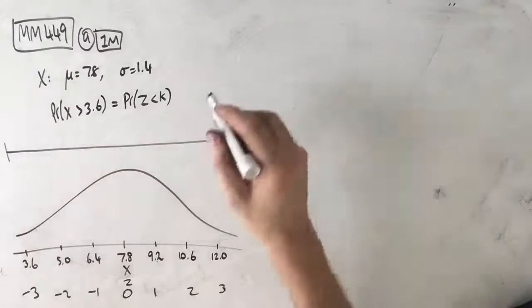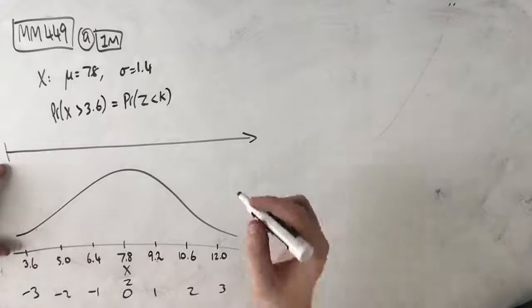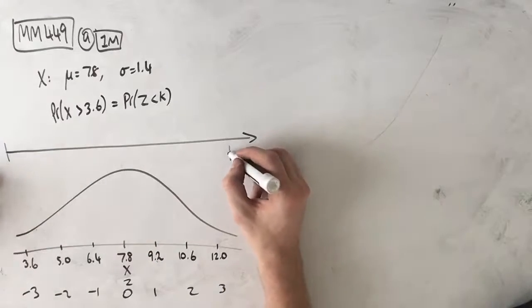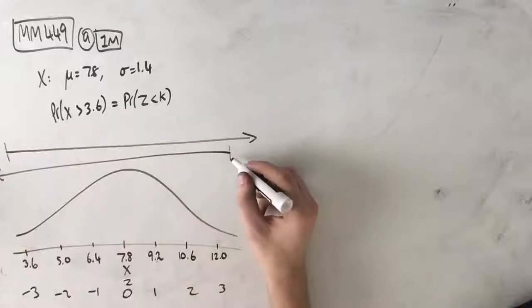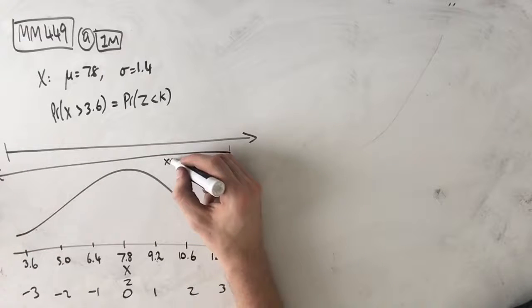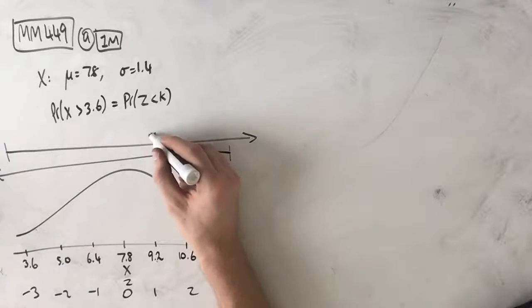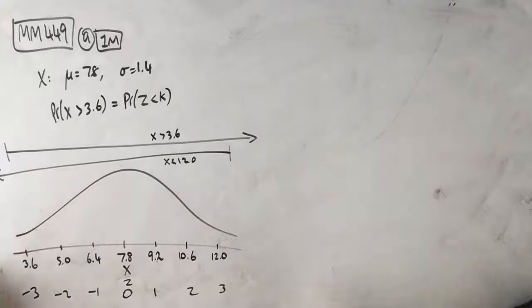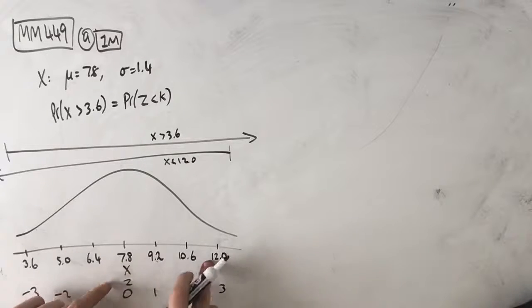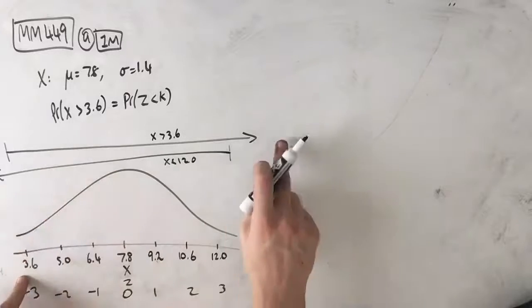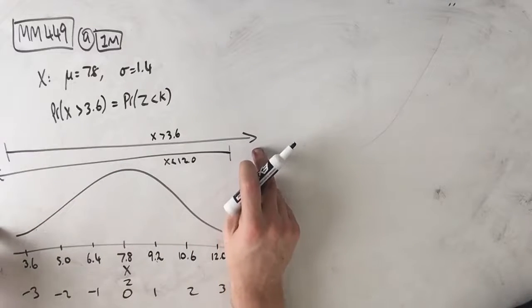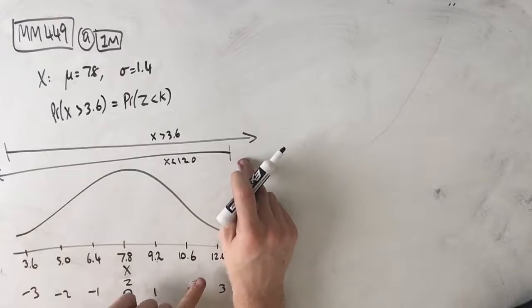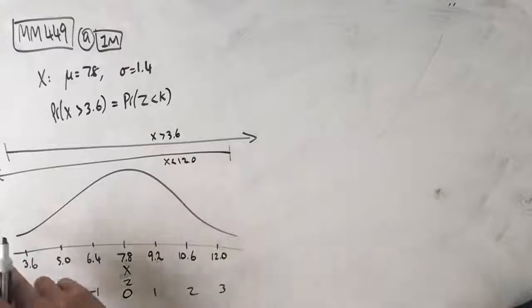Now, the probability that x is greater than 3.6 is the same as the probability that x is less than 12, okay? So this is x is less than 12. This is x is greater than 3.6, or 12.0, let's say. Because 3.6 is 3 standard deviations away from the mean, and so is 12. Okay, so everything above that -3 value of z is the same as everything below that 12.0 value there.